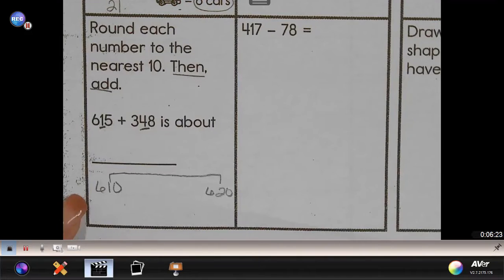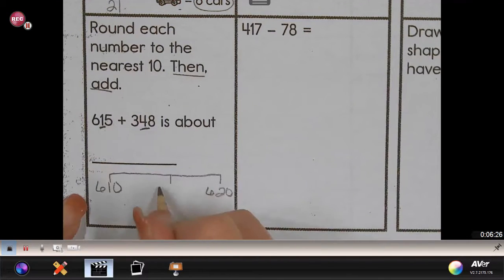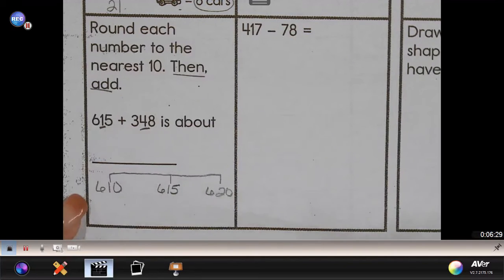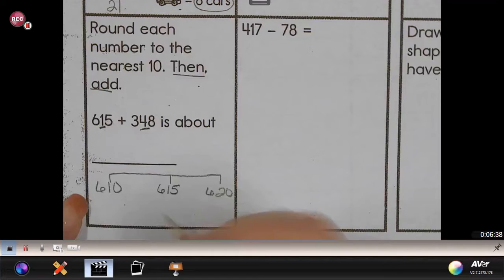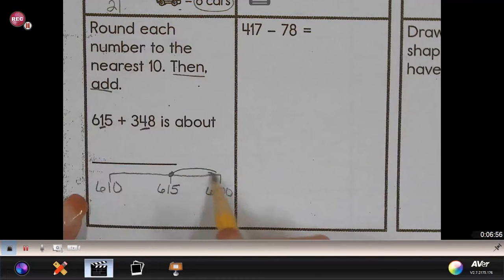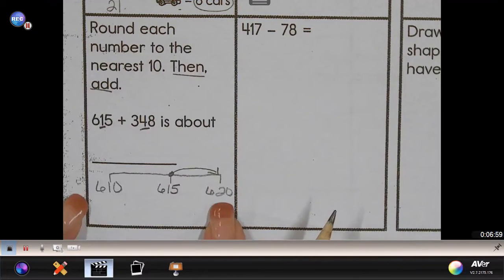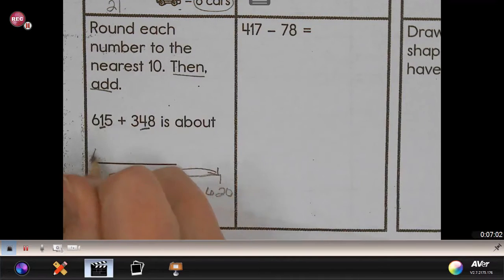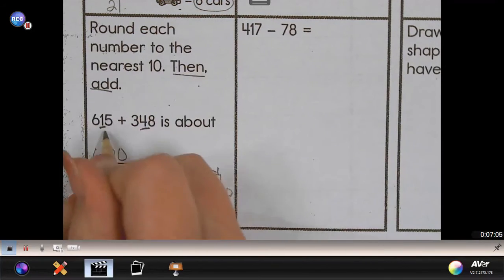We know that in between every group of 10, halfway between is going to be 15, because 5 is right in the middle of every group of 10. So 615, well, that happens to be the number that we're rounding. So the rule is, since this is 5 away from 610, but it's also 5 away from 620, they had to come up with a rule as to where it is going to be rounded to. So since it's right in the middle, the rule is we round up to the higher 10. So 615 is going to round to 620.